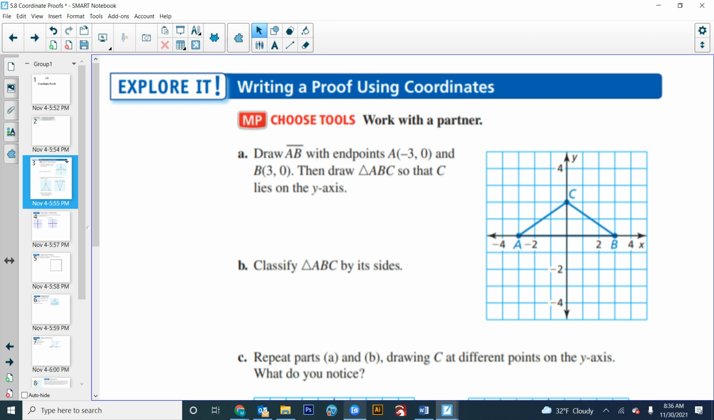How would you classify this triangle by its side lengths? Scalene, isosceles, equilateral. I hear isosceles. Some people, you have equilateral? Mm-hmm. How do you know? Good. McKenna?